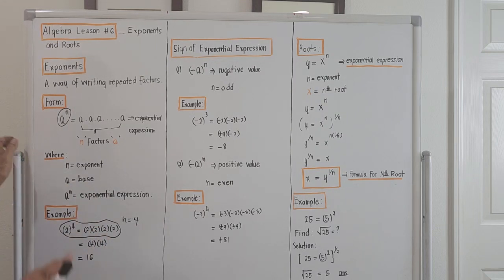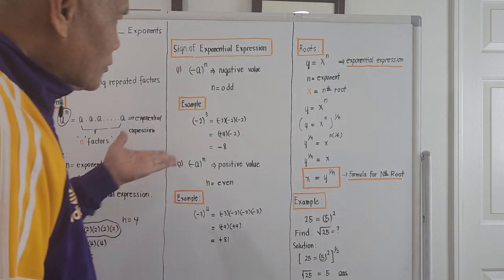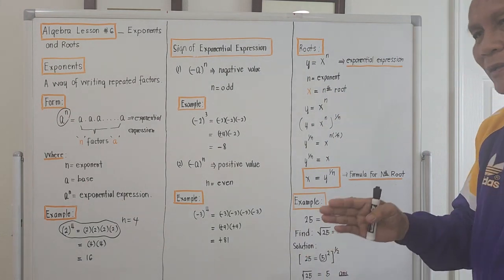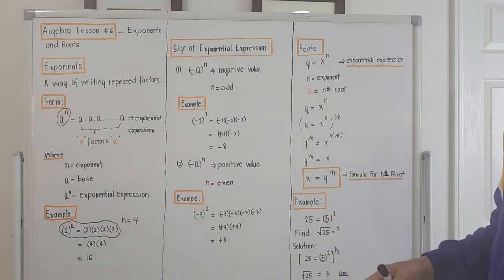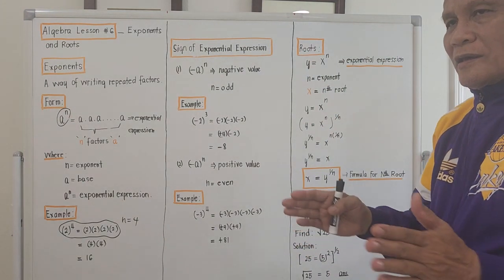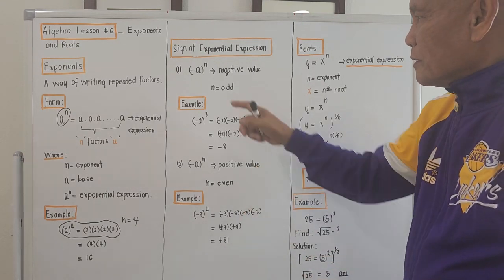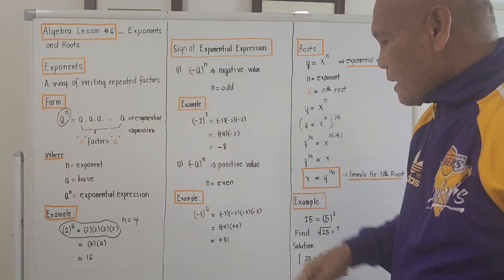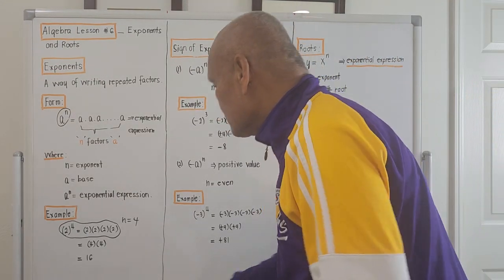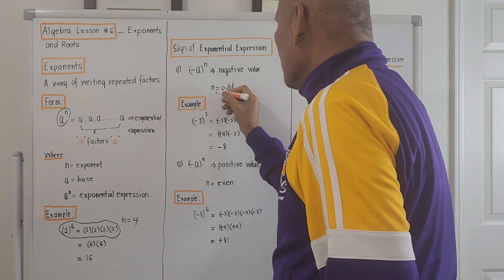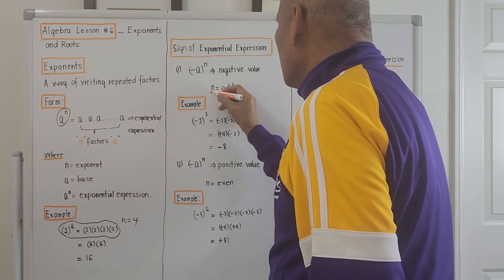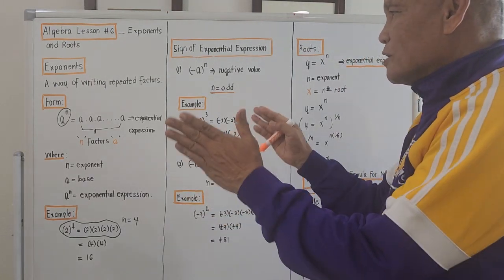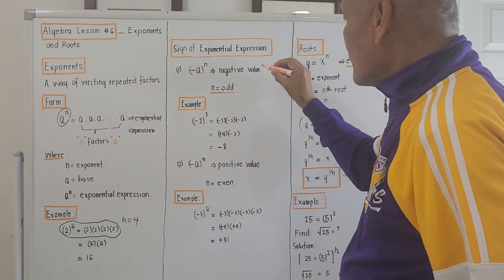I will now discuss one important thing under the so-called exponential expression. One that is critical is that a negative number raised to n, where n is an odd number, should simplify to a negative value.